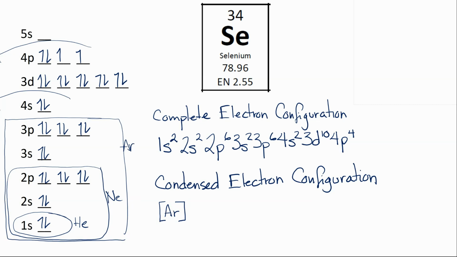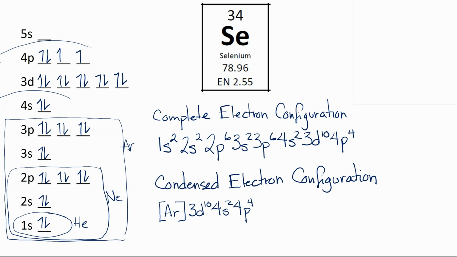You go to the previous noble gas, put that noble gas in square brackets. And then you list your orbitals. And it's a little strange with these transition metals in this example I picked. We're going to place the 3d10 first. Then 4s2, 4p4. If the d orbitals were not full, I would not move them to the front. They would stay at the end. Given they're full, they move to the front. And that's the condensed electron configuration of selenium.